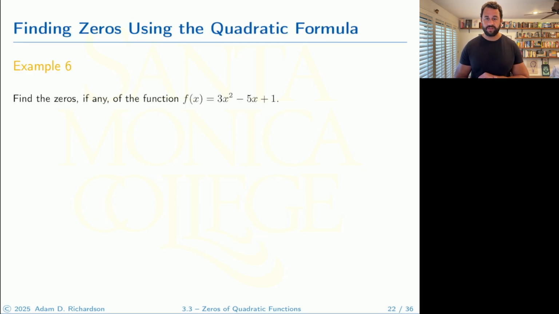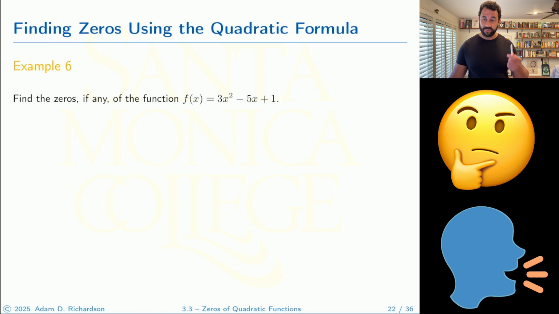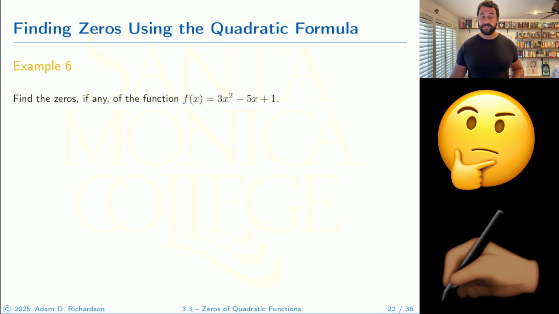All right, now we know the quadratic formula. Let's find some zeros using the quadratic formula. So find the zeros, if there are any, of this quadratic function. And this is the time when I want you to use the quadratic formula. Can you remember the quadratic formula already? And if you can, say it out loud. Repeat the quadratic formula out loud to yourself. Okay. And now use it. Use the quadratic formula to find the zeros of this quadratic function, and we'll do it together in a minute.